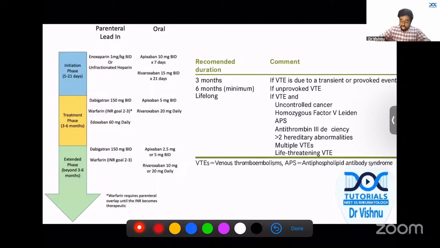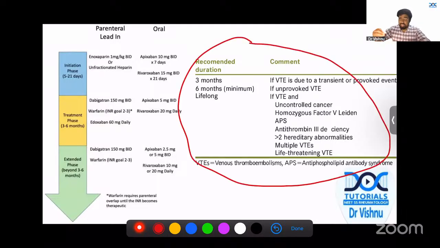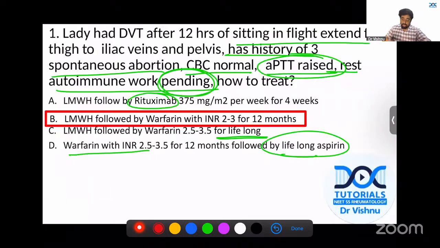So this is what our recommendations via international consensus say. If you go to the American Society of Hematology guidelines, there are ISTH guidelines, there are various guidelines which are not very clear, to be honest. At least every guideline says that a minimum of 3 months duration should be there whenever there's a first venous thromboembolism, whether provoked or unprovoked. Then some guidelines say that if it is unprovoked, then you should go for a minimum of 6 months. That is what we are considering here.